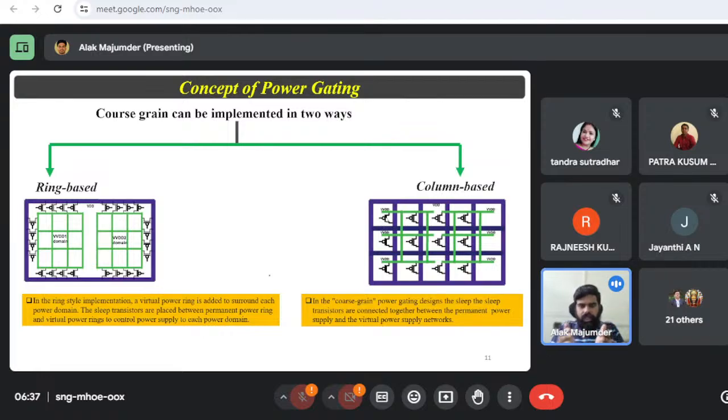The moment we do the layout, depending on the space requirement in the given wafer, we place the layout standard cells, and depending on the placement, we have to decide whether to do ring based or column based, whichever gives the optimized amount of metal layers, right? So accordingly, we decide which way of power gating we need to go for.